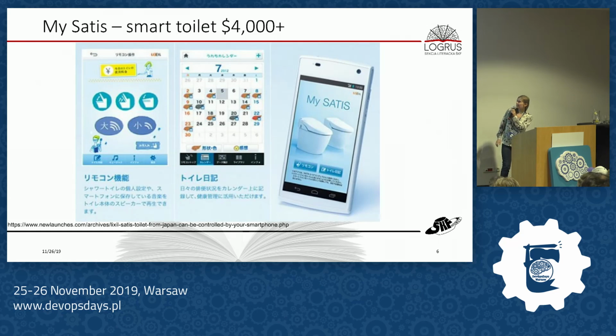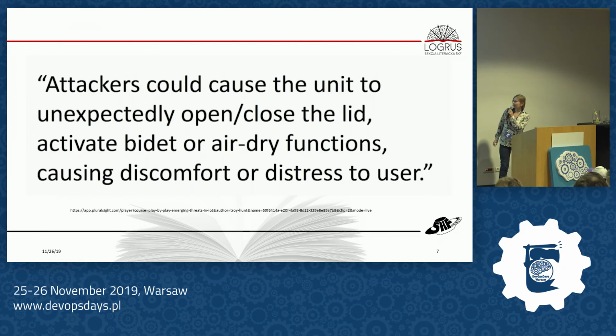Maisatis, this is a Japanese toilet. It's a real product on the market, very popular because Japanese people don't like to touch their toilet, and now they can use it with their mobile phone. The best thing is that it is working with Bluetooth, so everybody who is close enough to your bathroom can control your toilet. So pen testers say that it can cause discomfort and distress to the user.